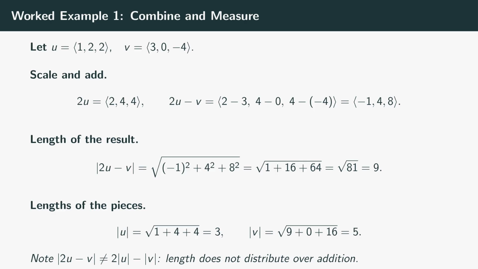Now its length: square each component, 1, 16, 64, add to get 81, and the square root of 81 is 9. Clean. Here's a warning worth stating out loud. The length of u is 3, and the length of v is 5. But the length of 2u minus v is 9, not 2 times 3 minus 5, which would be 1. Length does not pass through addition and subtraction. You must combine the vectors first and measure the result. Never measure the pieces and combine the lengths.